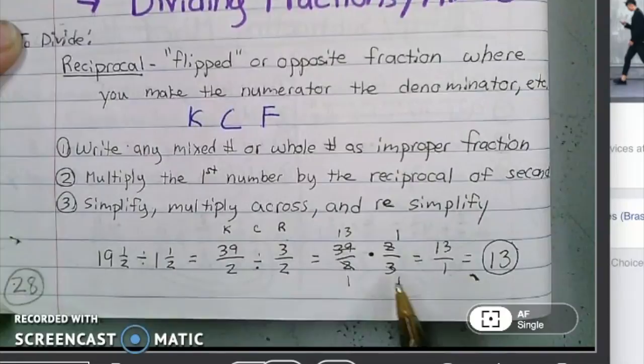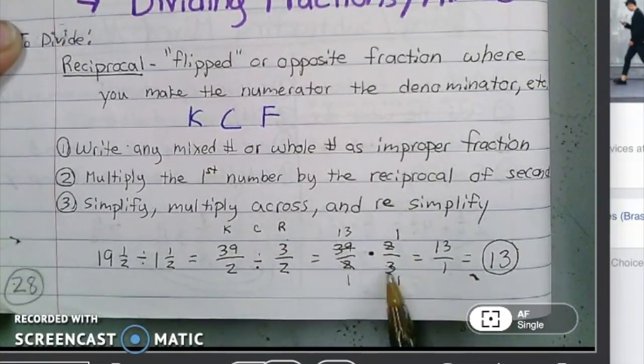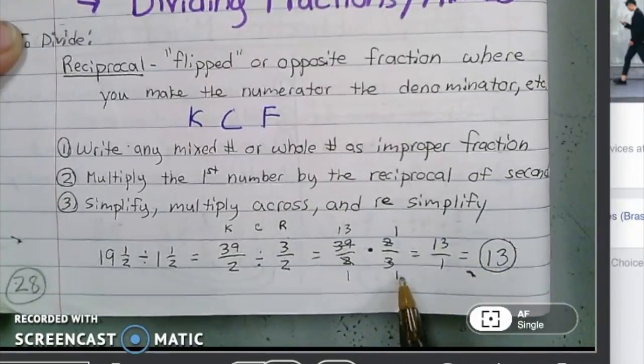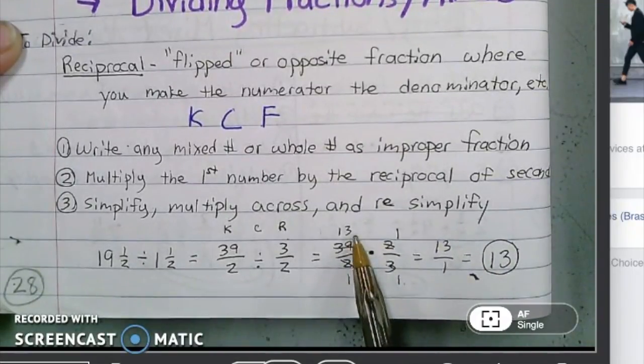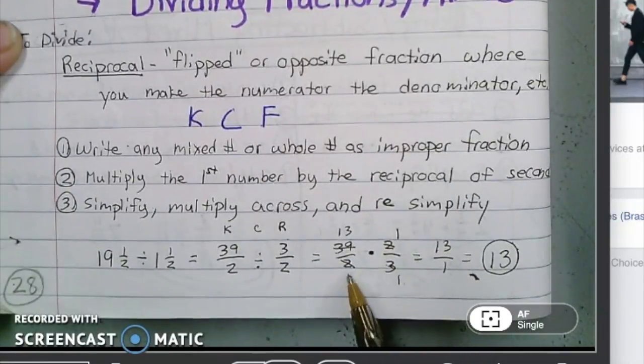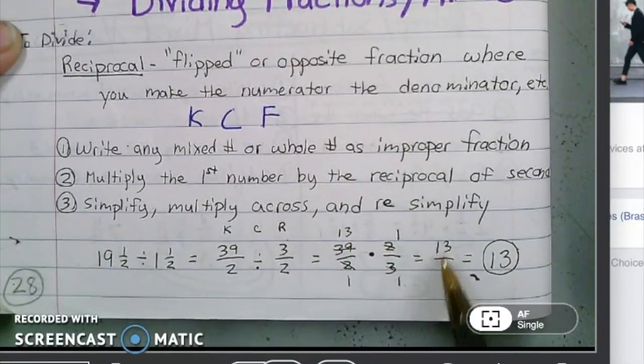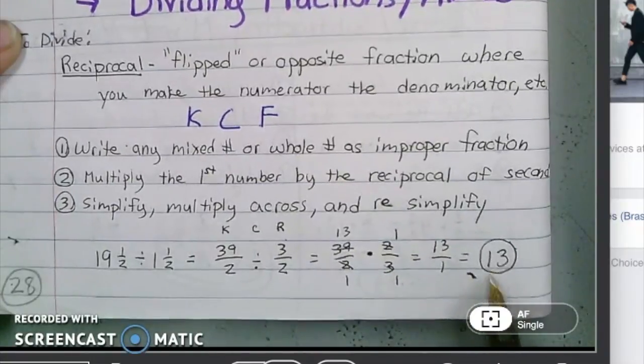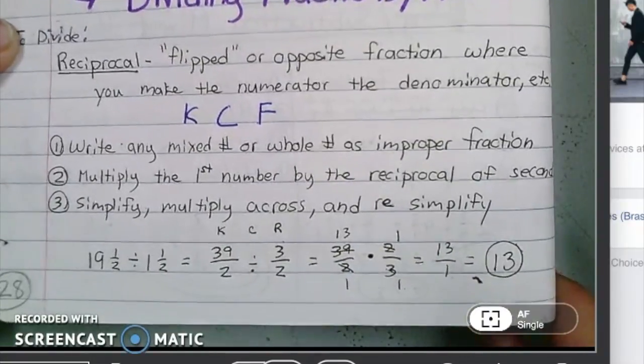And then I looked to simplify. So I had 39 and I had 3. 3 went into both of those. 3 went into 3 one time. 3 went into 39 13 times. 2 went into 2 one time. I multiplied across. 13 over 1 equals 13 is my final answer.